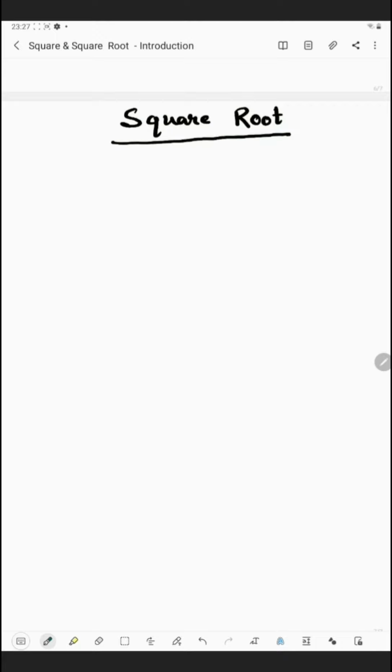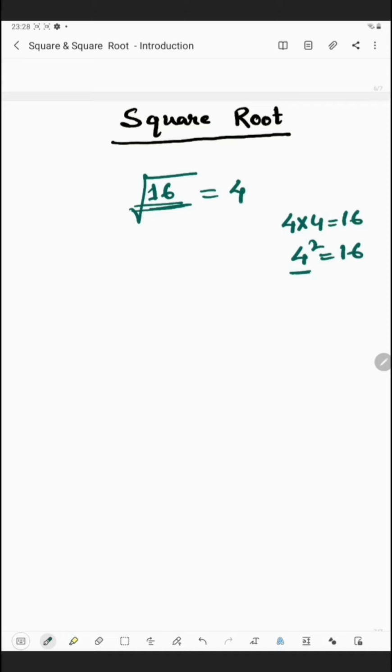This 6, 8 and 10 make a Pythagorean triplet. Now our next topic is square root. Here, if I take the number, say 16, what will be the square root of 16? First of all, the symbol of square root is this. Now we will have to find the square root of 16. To find the square root of any number, we need to see that this number is the square of which number. Like here, 4 into 4 is 16, or 4 square means 16. That means 16 is a square of 4. So the square root of 16 will be 4.